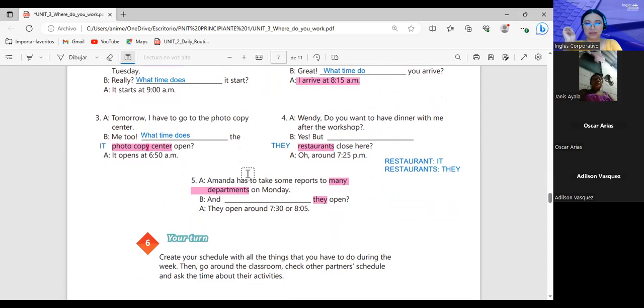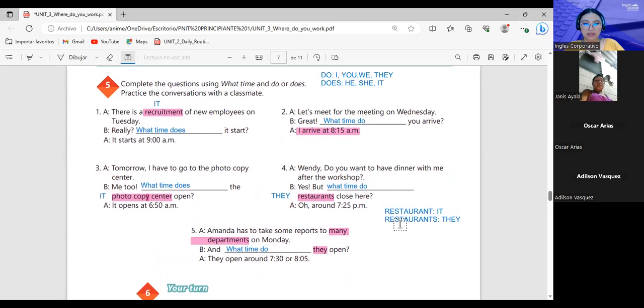In number four, what time? Perfect. What time do they close here? Or we can say, what time do restaurants close here? In number five, what is your opinion? Do or does? What time do they open? Okay, and that's it.